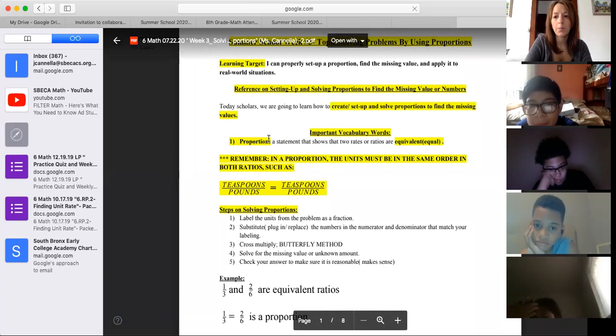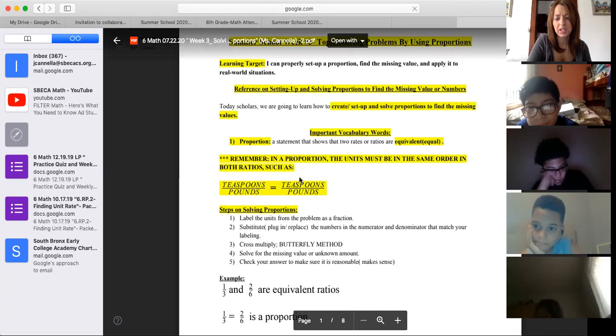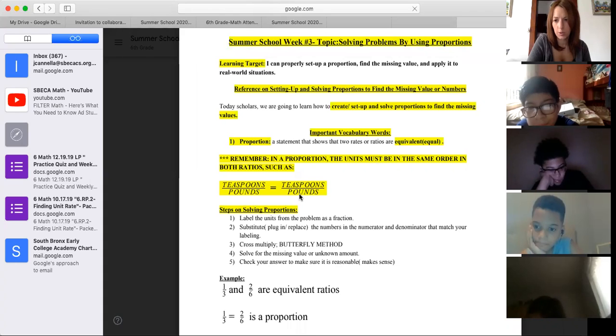Okay, number 1, a proportion. Know this word, it's on your exit ticket. A proportion is a statement that shows that two rates or ratios are equivalent, equal. Remember, in a proportion, the units must be in the same order in both the ratios, such as teaspoons is to pounds as teaspoons is to pounds. We've been doing that with unit rate.